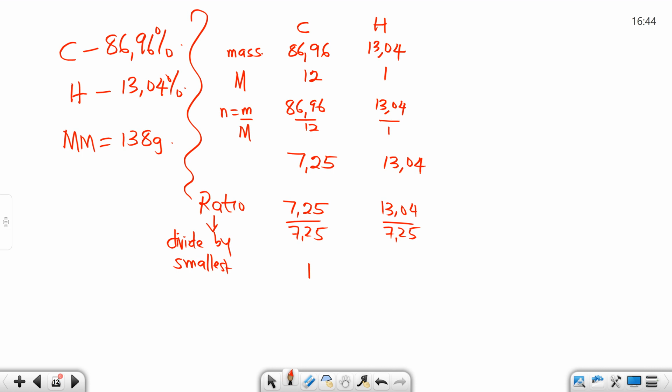What would this give you? 1,8. Please, don't round off as 2. It's not 2. 1,7980. Okay, 1,8 is still fine. It's not 2. So, 1, what? 8. You know what this means? This means for every 1 carbon that we have, 1,8 hydrogen. For every 1 carbon, we have 1,8, but you cannot write that like that. It must be a whole number.